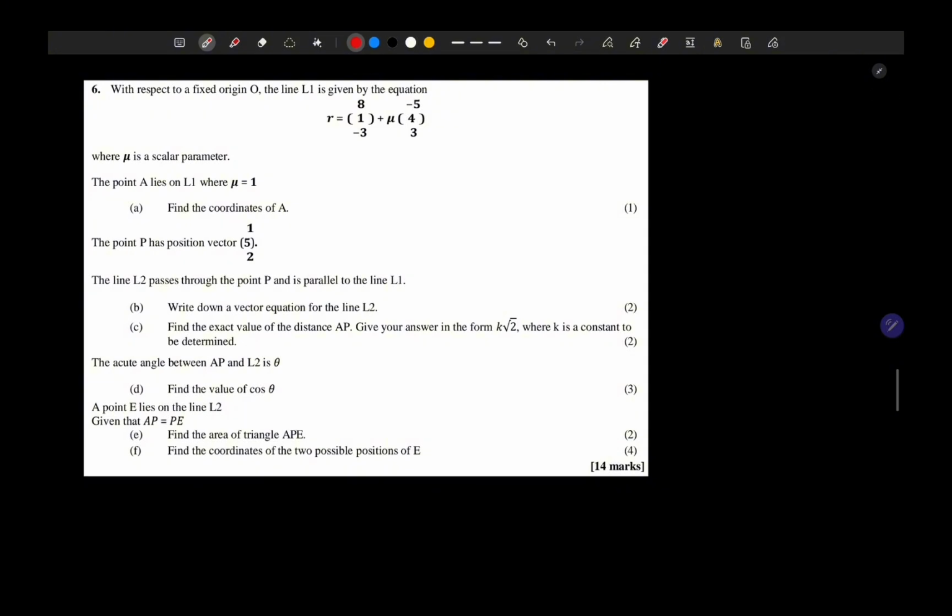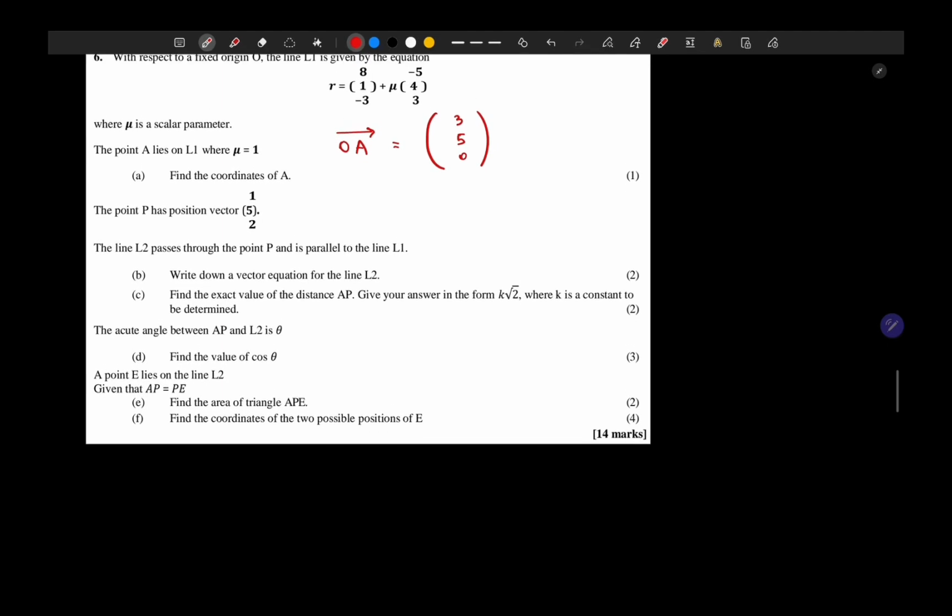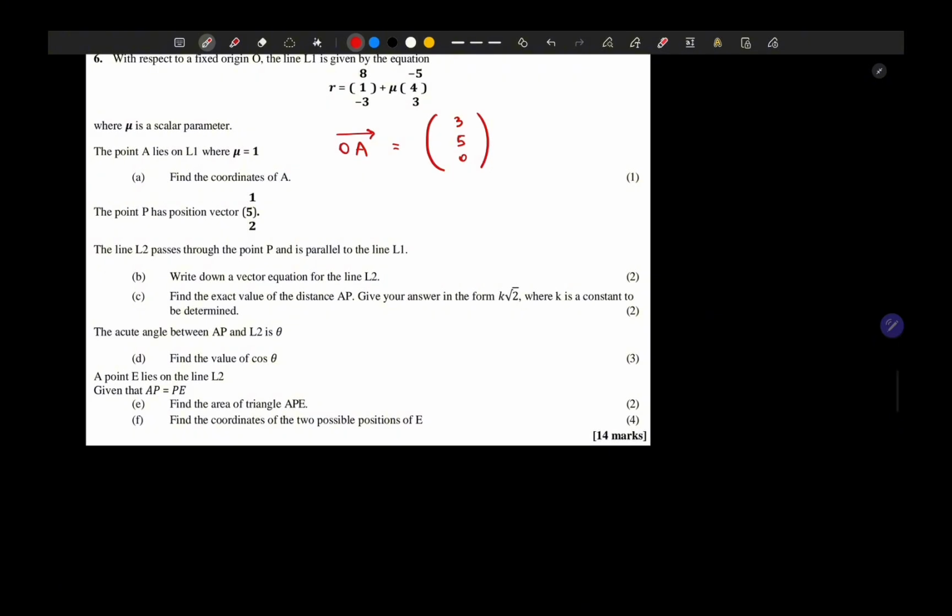So we have an equation for line L1 which looks something like this. Now point A lies on L1 where mu equals 1. Find the coordinates of A. So if we substitute mu equals 1 into this equation, we will get the coordinates of A, or you can say that we will get the OA vector. So the OA vector will be equals to (3, 5, 0). So that is the OA vector. Now point P has position vector (1, 5, 2), or you can say that this is equals to the OP vector.